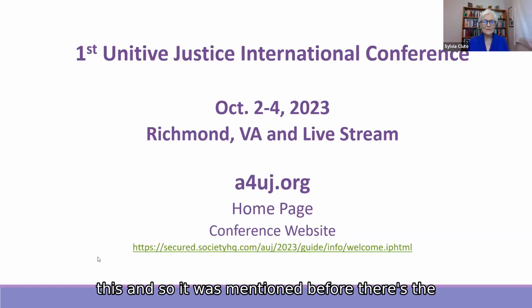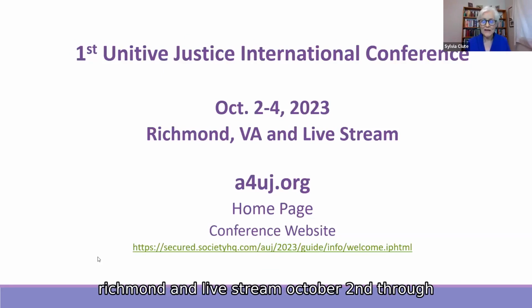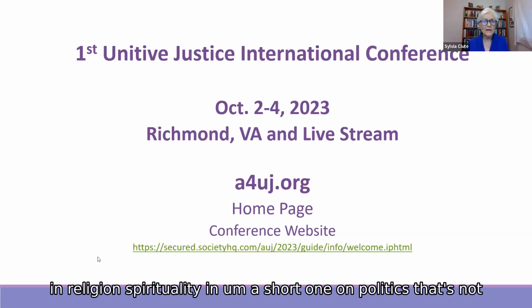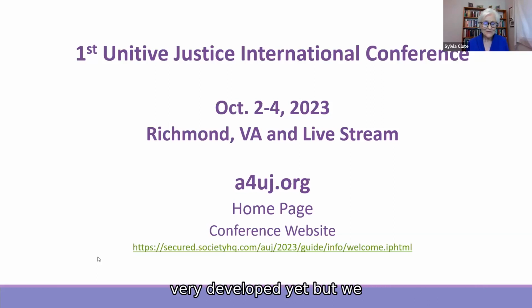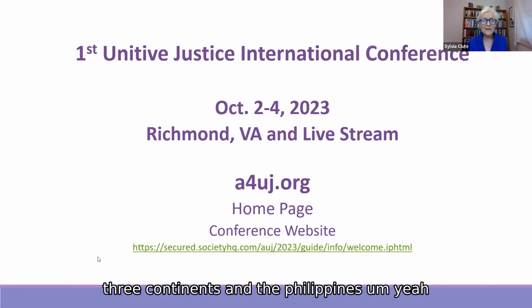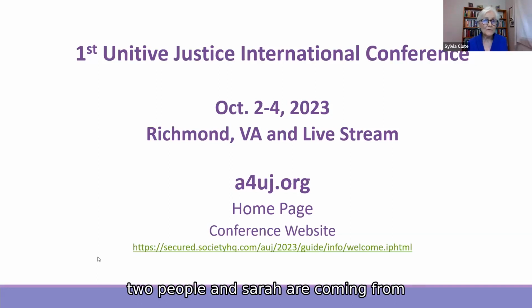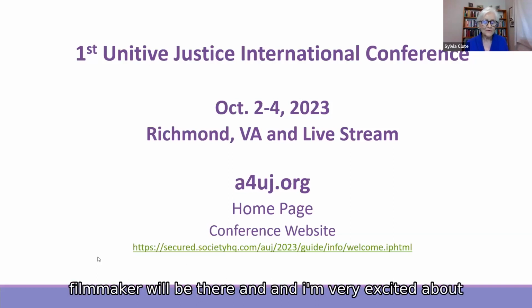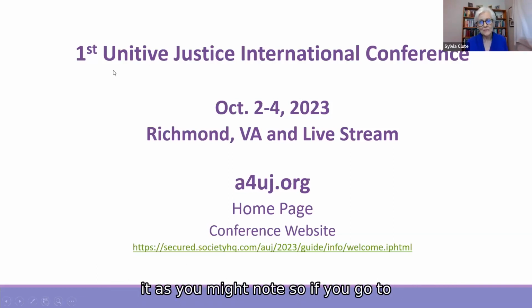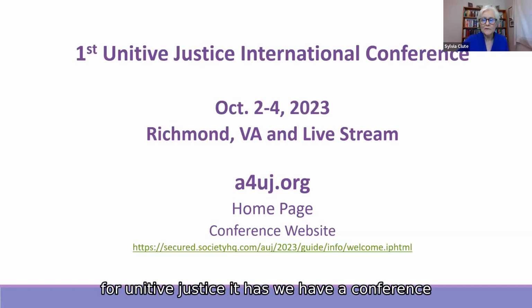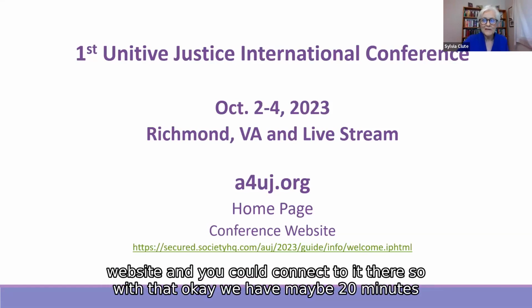As was mentioned before, there's the first Unitive Justice International Conference in Richmond, with a live stream, October 2nd through 4th. At it, we'll cover all the ways that we're applying unitive justice, including in religion and spirituality, and a short one on politics, which is not very developed yet, but we have to get unitive justice politics and unitive justice leadership. We have people coming from 3 continents and the Philippines. Two people and Sarah are coming from their school in Uganda to tell us about that. Paul and Prince will be there, and our filmmaker will be there, and I'm very excited about it, as you might note. If you go to a4uj.org, the homepage for the Alliance for Unitive Justice, we have a conference website, and you can connect to it there.